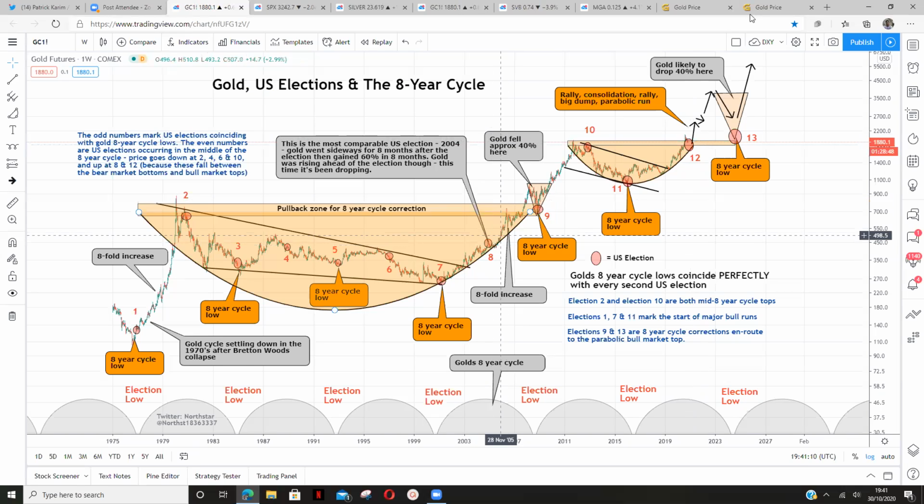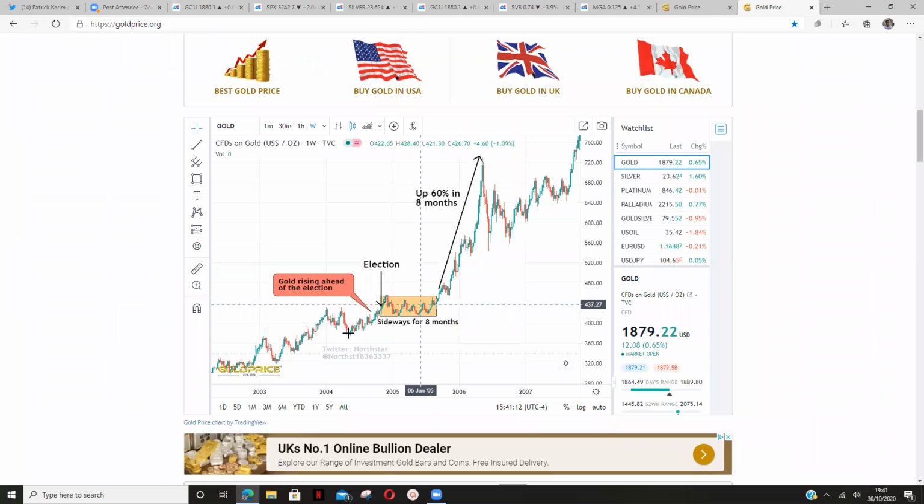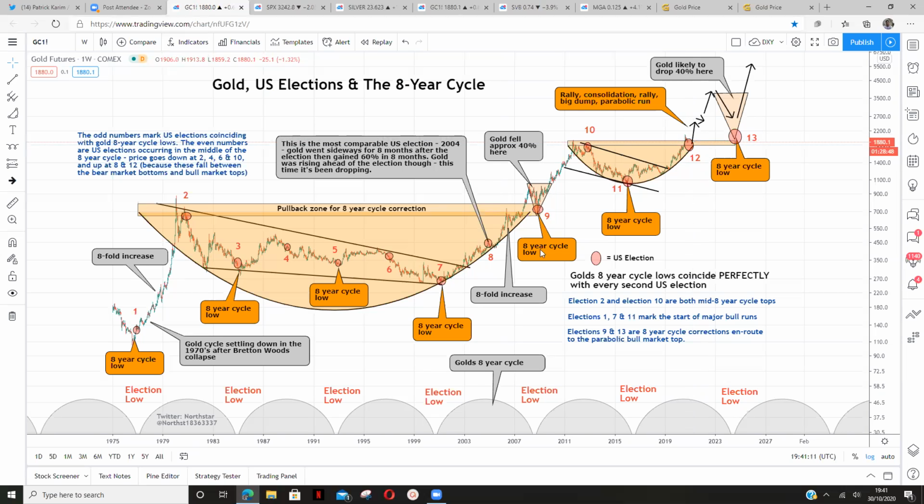But going back to this zoomed in image here, the price had been rising into the election, and there was a negative reaction for a time after the election before price took off to the upside. So going back to that larger chart here, price took off to the upside because we were in a bull market. We'd had a major 8-year cycle low at point number 7, and we're progressing upwards in the start of a new bull market, which is what's happening here, of course, after point number 11.